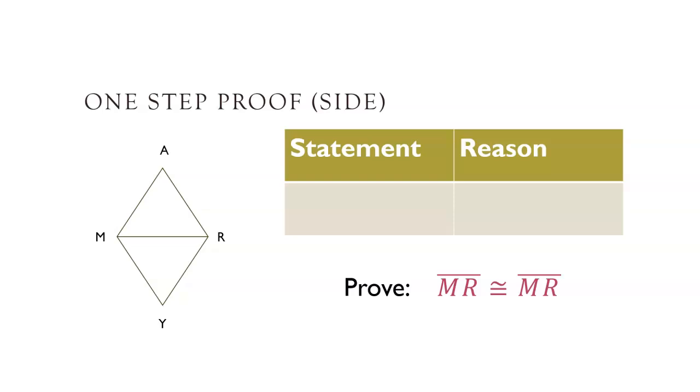So we're going to do a one-step proof for sides. For this property, you do not need a given statement. We are going to prove that MR is congruent to MR. And the reason that MR, which is in both triangles, is congruent to itself is reflexive. We have successfully shown one of the sides in our two triangles, one pair of sides, are congruent using the reflexive property.